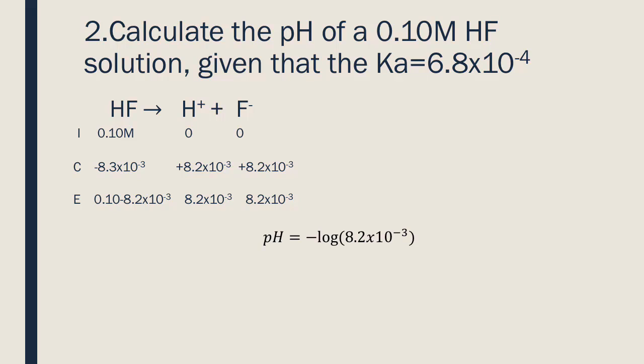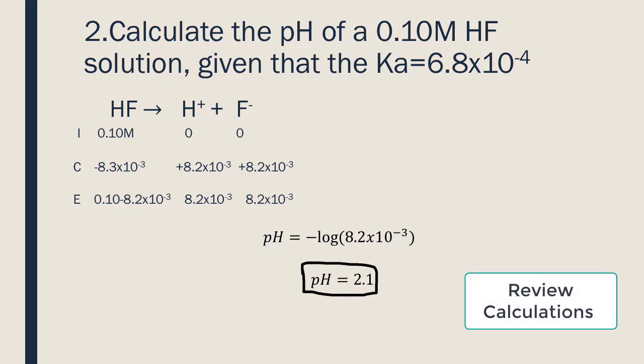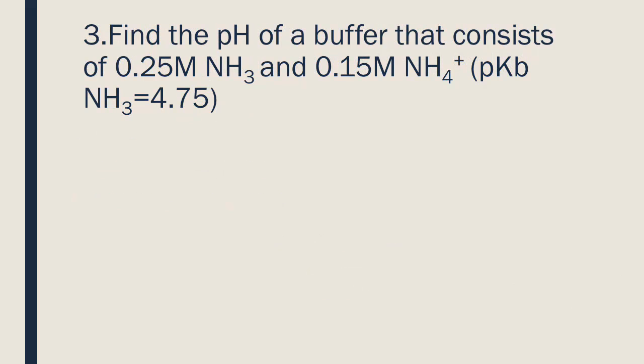The last problem is: find the pH of a buffer that consists of 0.25 NH3 and 0.15 NH4+, and it gives us a pKb of 4.75. For this problem, we will be calculating the pH using the Henderson-Hasselbalch equation. Since we already are given the concentration of the acid and base, we do not need to solve for x using an ICE table. NH3 is the base with a concentration of 0.25, and NH4+ is the acid with a concentration of 0.15.